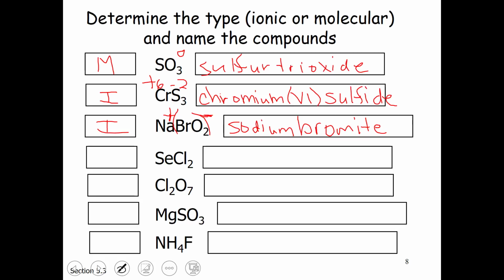Selenium and chlorine. Selenium is a nonmetal. Chlorine is a nonmetal. So we will call this a molecular compound. So I will call this selenium dichloride.